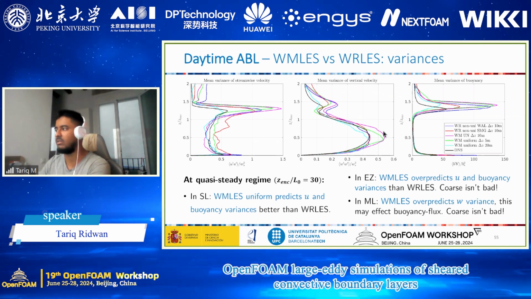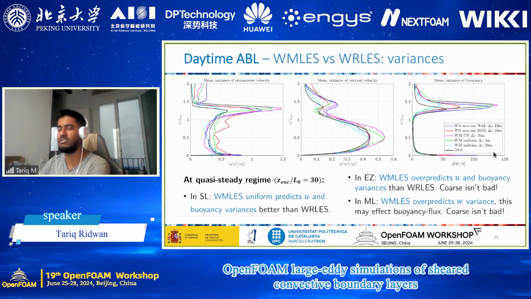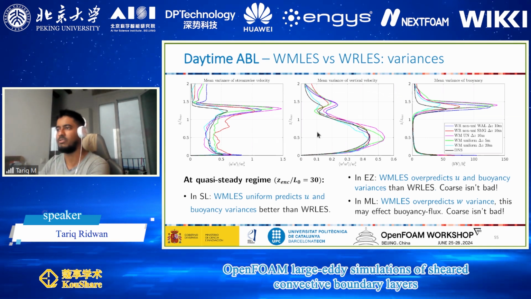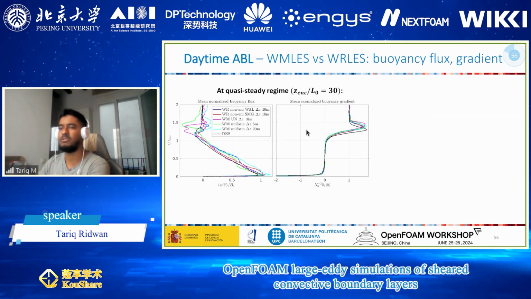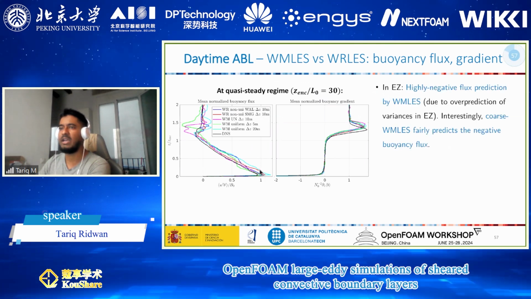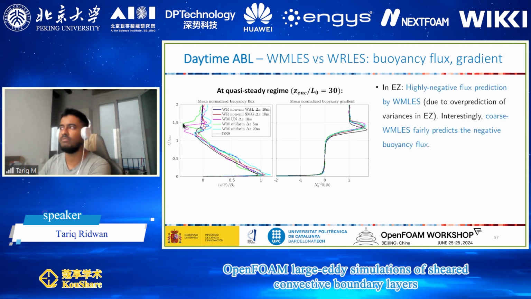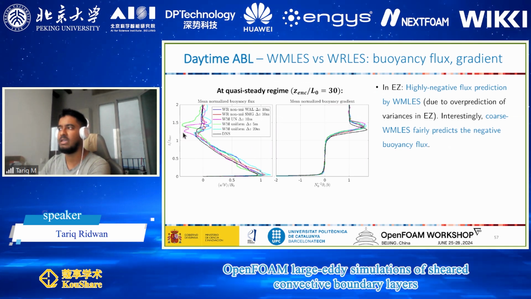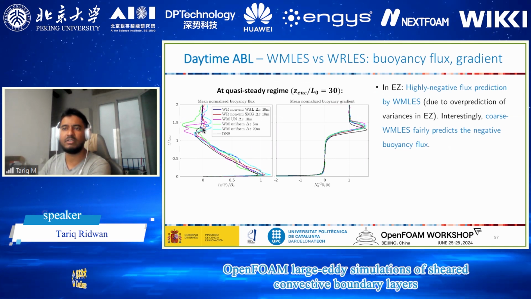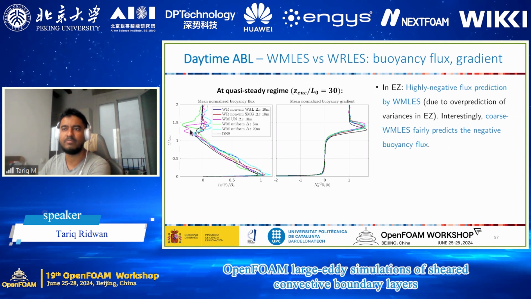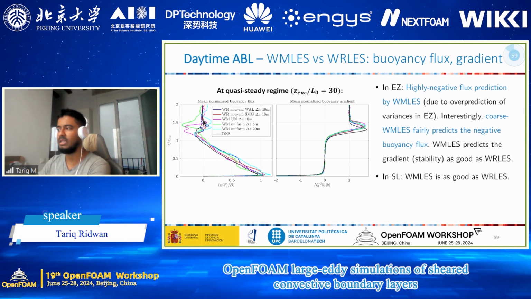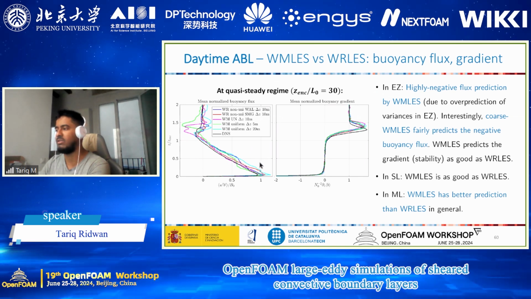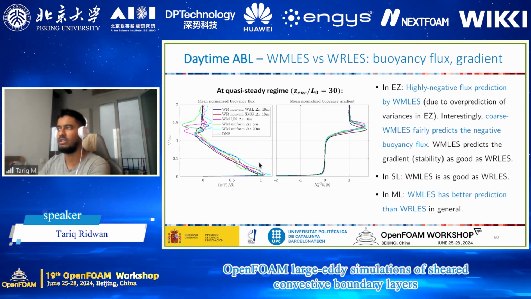However, the coarse mesh with 20 meter vertical cell height is actually doing a pretty good job. And lastly, for the buoyancy flux, we have a highly negative flux prediction by wall modeled LES. However, interestingly, the coarse mesh has better prediction in the entrainment zone. And in the surface layer and mixed layer, we have the wall model LES as good as wall resolved LES.